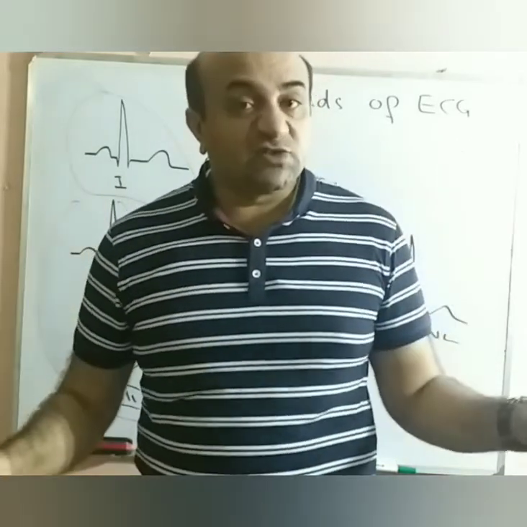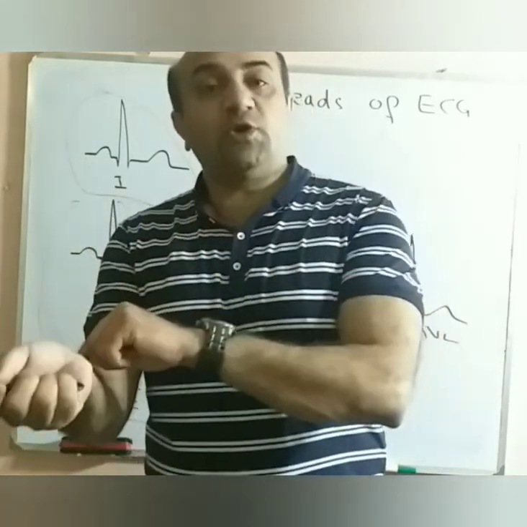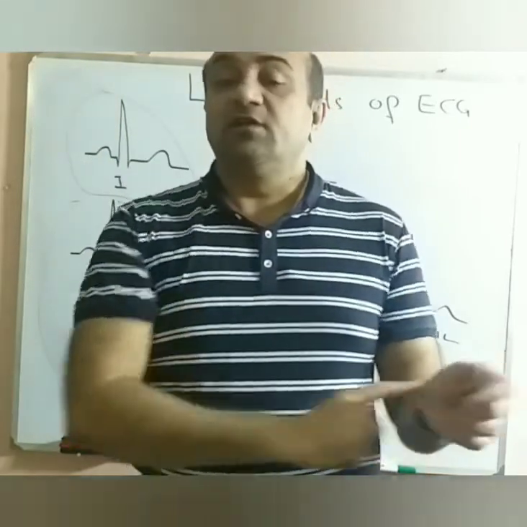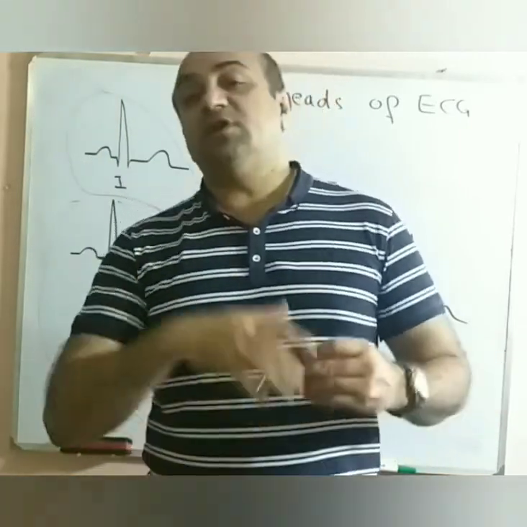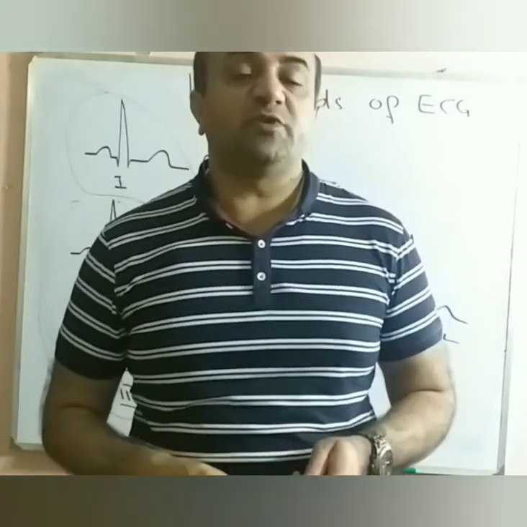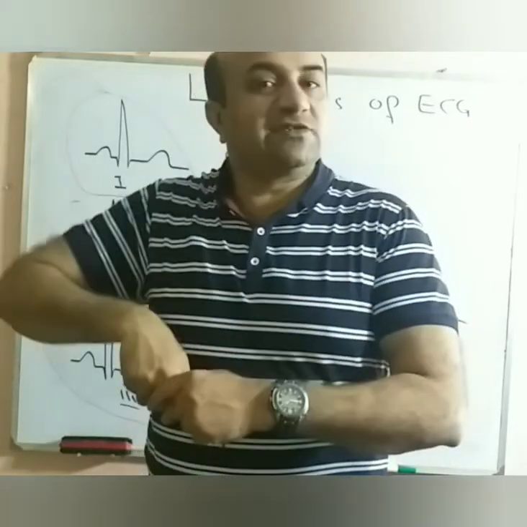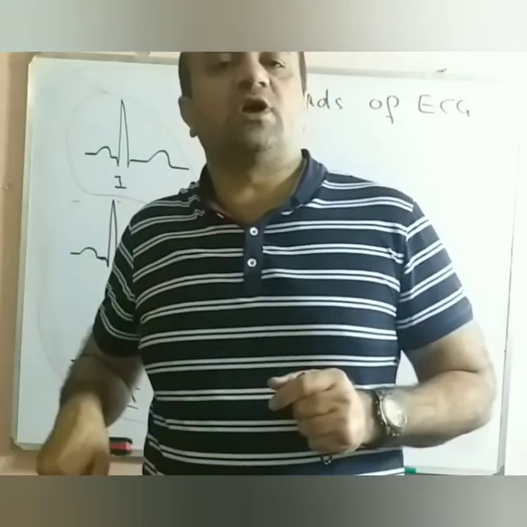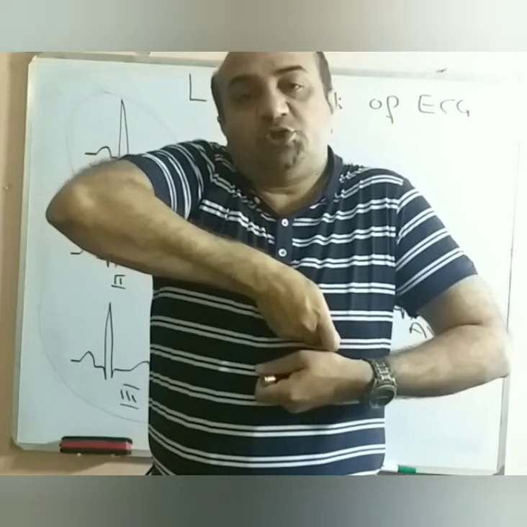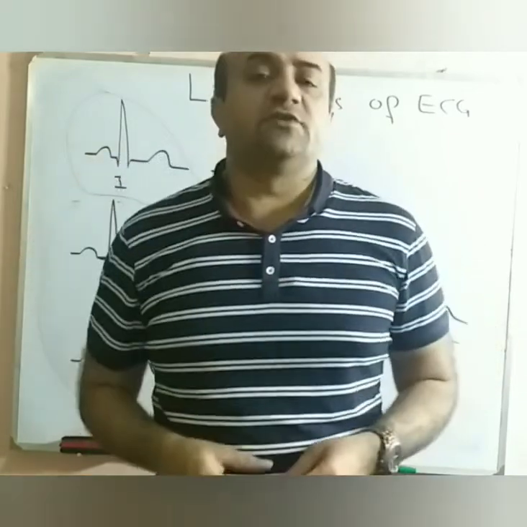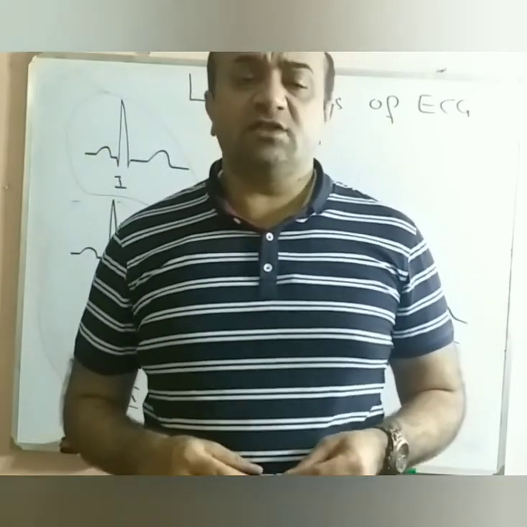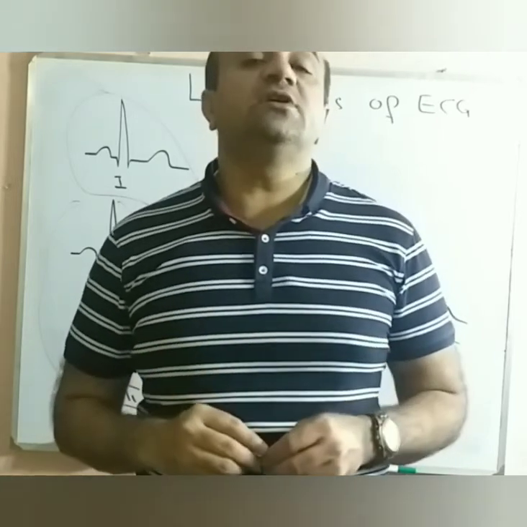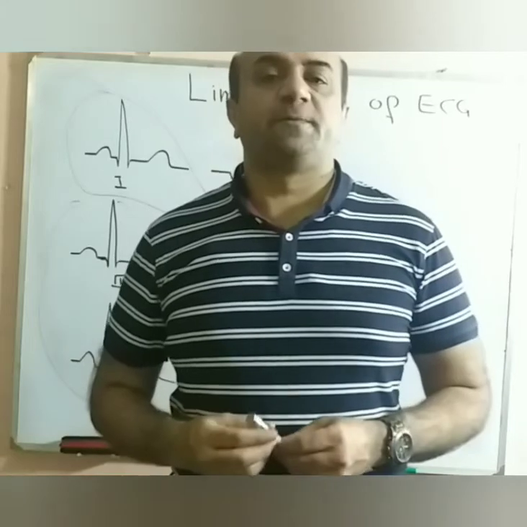But if we make a mistake and place yellow on the right forearm and red on the left, then AVR will become positive. The other situation in which AVR becomes positive is when the heart is located on the right side of the chest. This is known as dextrocardia, because normally the heart is positioned like this on the left side of the chest. Otherwise, AVR has not much utility except knowing the position of the limb leads.